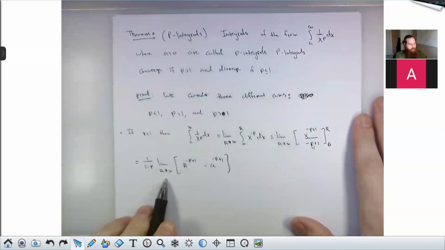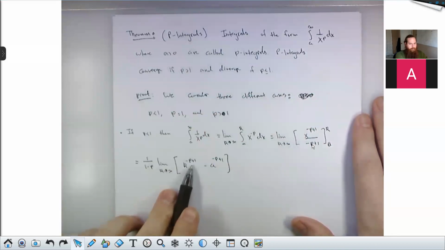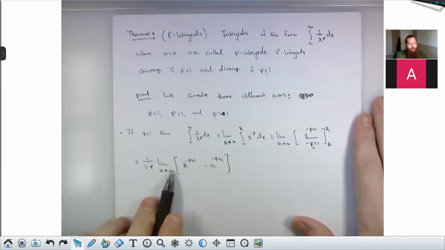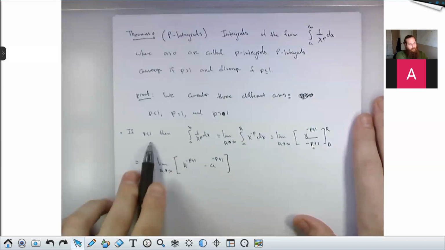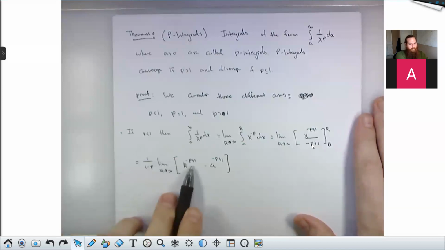And I'm sending r to infinity. So the piece I need to think about is this. And the limit here is going to depend on whether this power is positive or negative. If the power negative p plus 1 is negative, then this r term really belongs downstairs. And as r goes to infinity, that term will go to 0. If the power negative p plus 1 is positive, then this r term really belongs upstairs. And as r goes to infinity, it will go to infinity. So I ask you, if p is less than 1, is negative p plus 1 positive or negative?